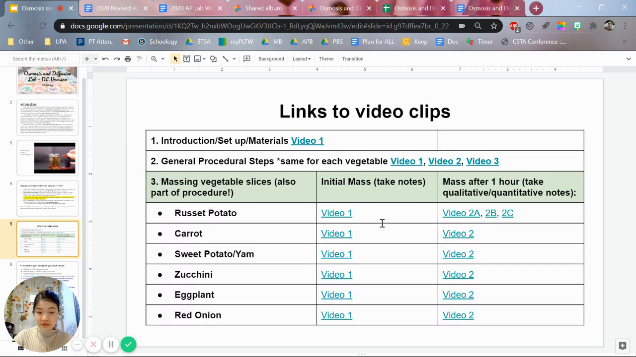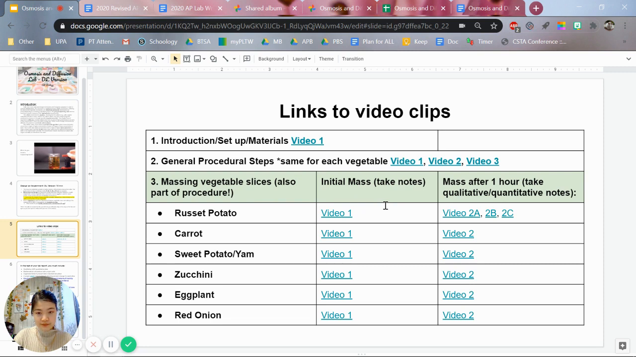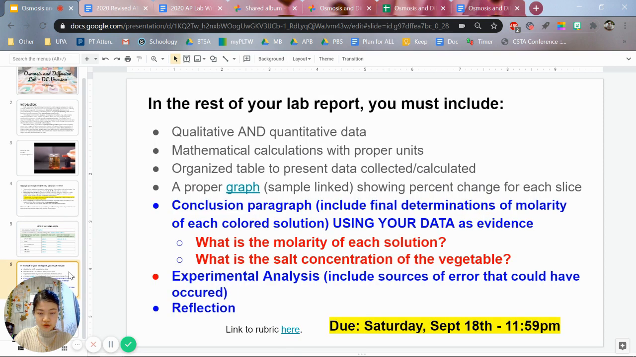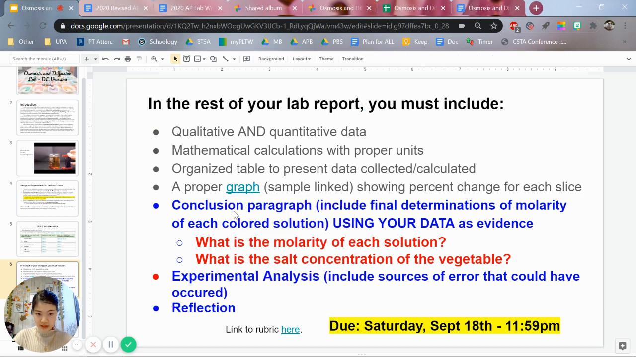And I have this slide here, but you can choose to move this slide after you go over the rest of this lab report. Students have to include qualitative and quantitative data for this lab report. They have to show all mathematical calculations with proper units, organize a table to present their data, especially with the initial and final mass of the vegetable after having it soak in the solution for an hour. They also have to make a proper graph, and I'll show you what that looks like because I made a sample for my students as well. And in their conclusion paragraph, they have to include the following.